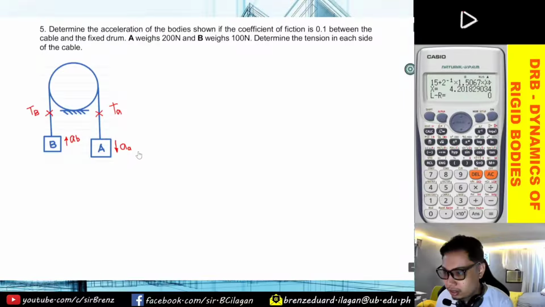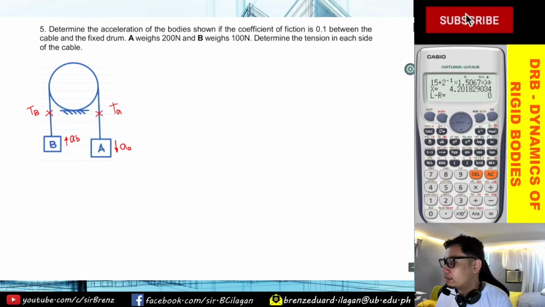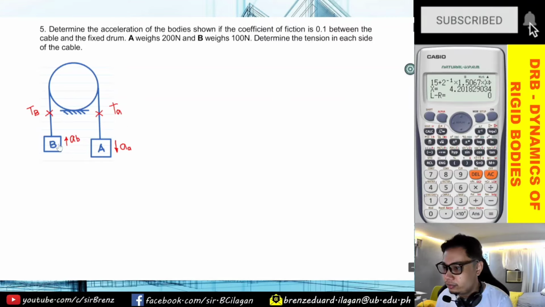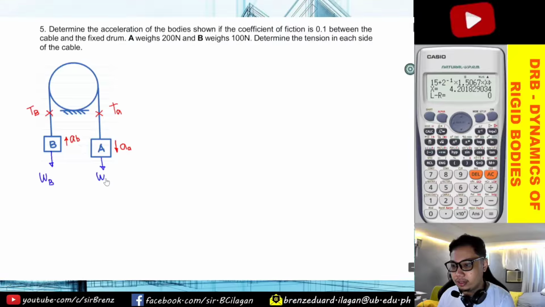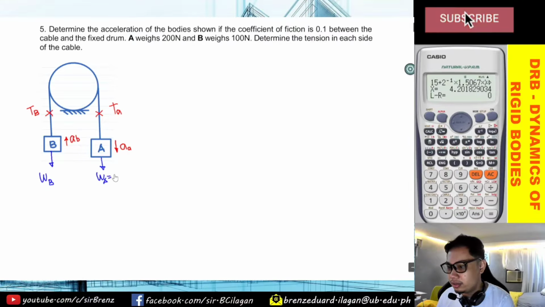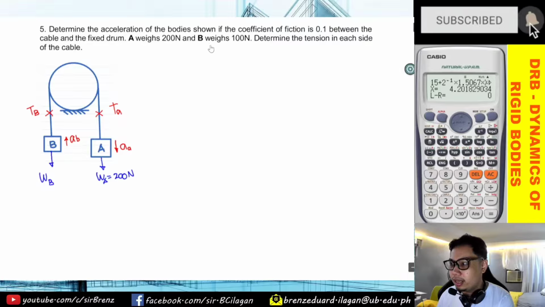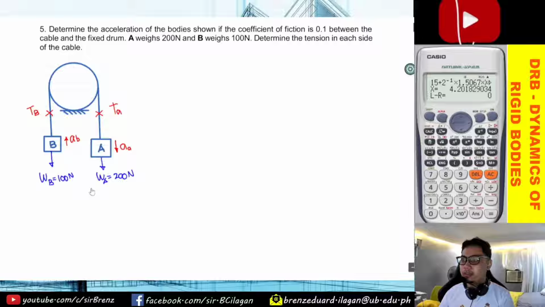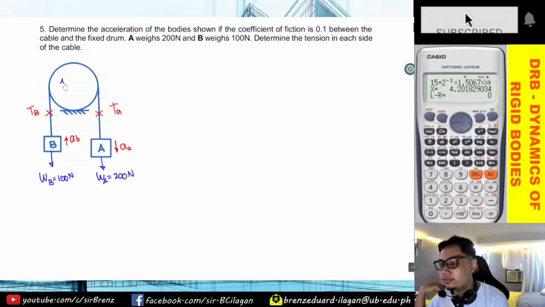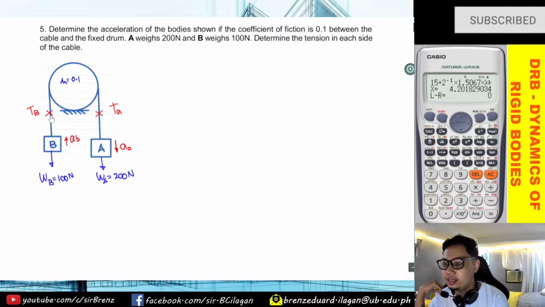Okay? So, what other forces are involved in this problem? So, we have the weight of block A and we have the weight of block B. So, yung weight ni block A, again, both are directed downward or to the center of the earth. So, WA is 200 Newton and WB is 100 Newton. Okay. But since may binigay din coefficient of friction between the cable and the drum. Ito kasi may roughness yan. So, ibig sabihin, magkaiba yung value ni TA and ni TB.